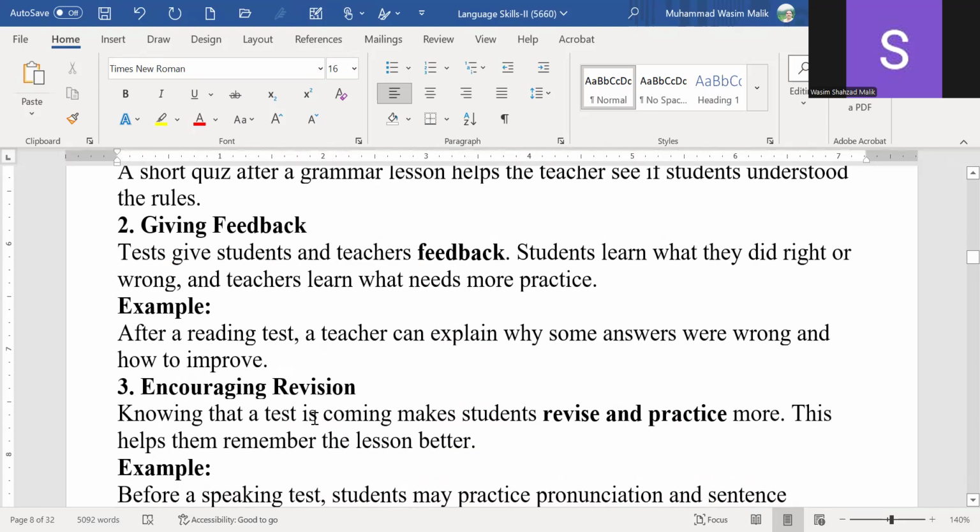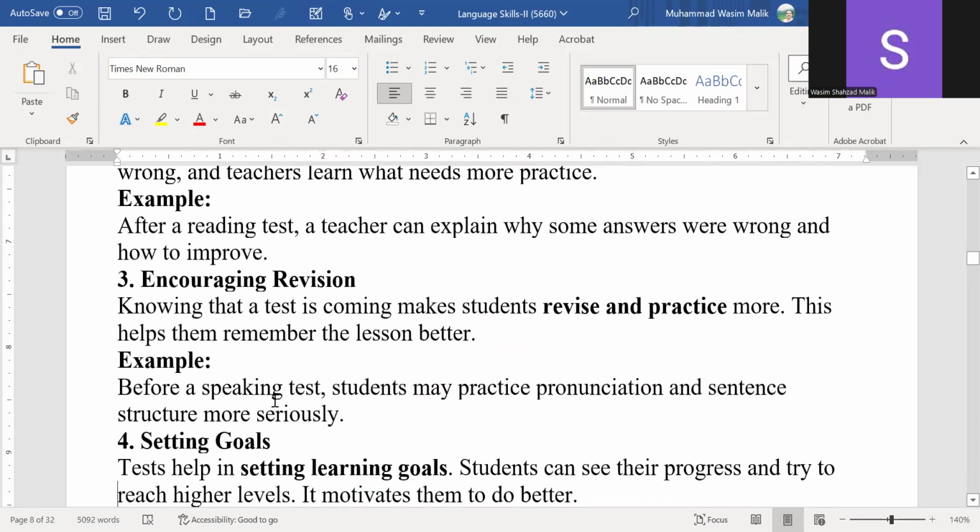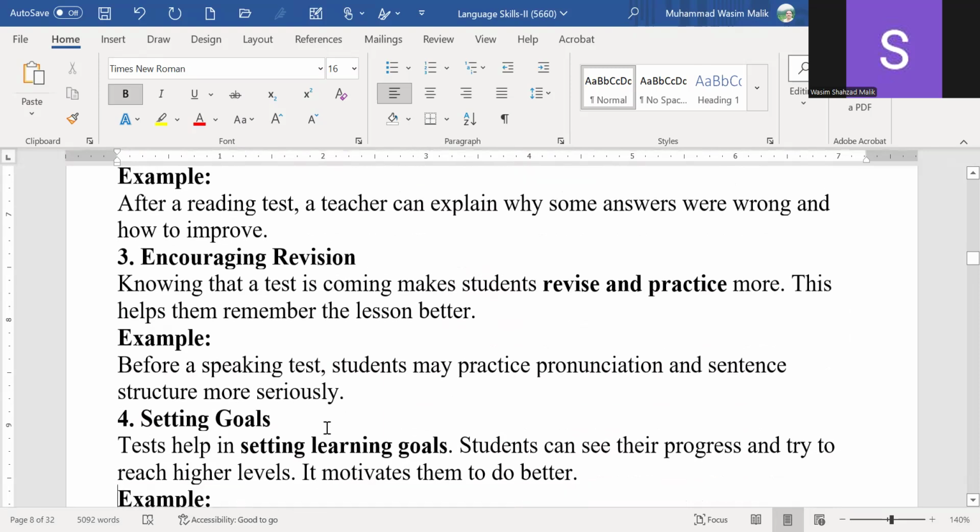Number three, encouraging revision. Knowing that a test is coming makes students revise and practice more. This helps them remember the lesson better. For example, before a speaking test, students may practice pronunciation and sentence structure more seriously.